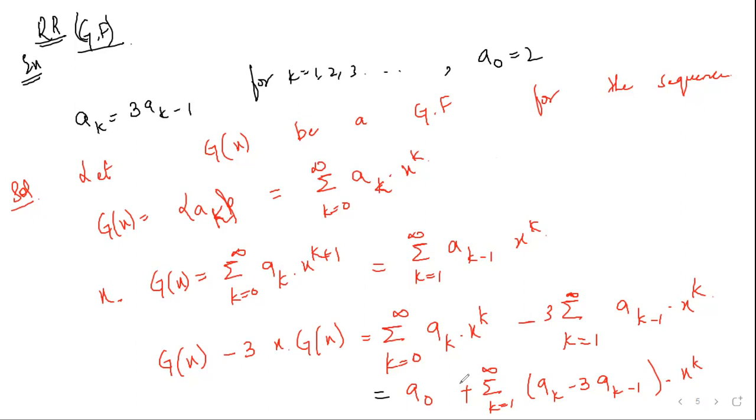Also we have been given the value of a naught, which is 2. Now because a naught is 2 and ak is equal to 3ak minus 1, let me just write, a naught value is 2 and here ak is equal to 3ak minus 1. So this value will be equal to 0.